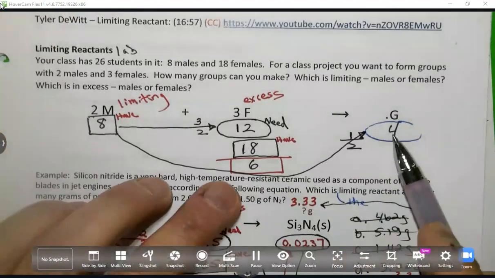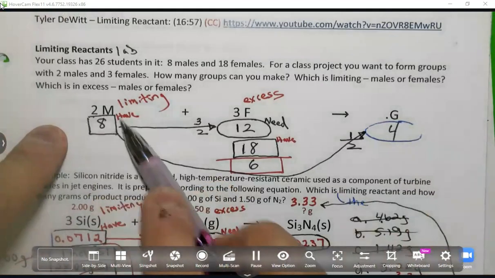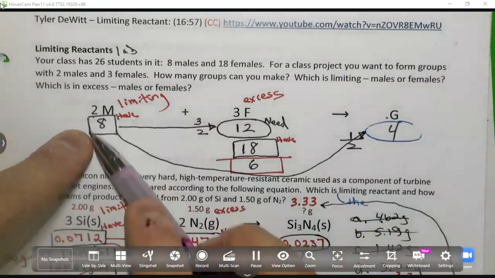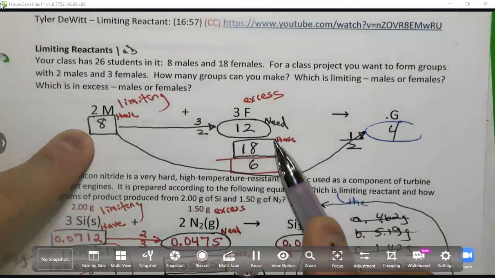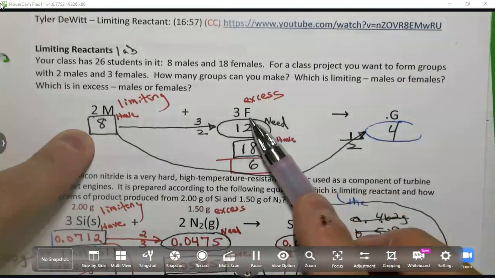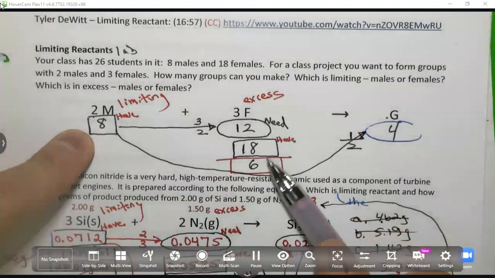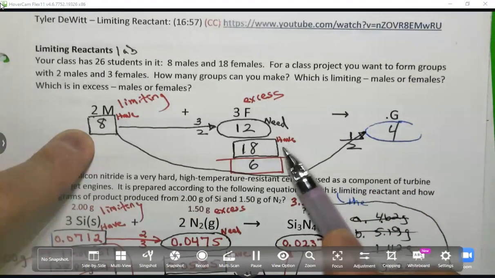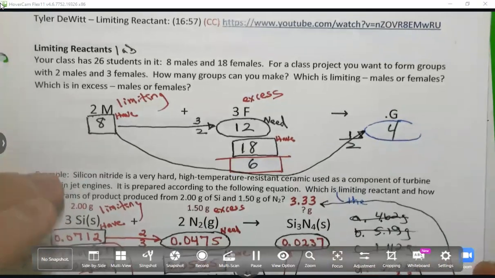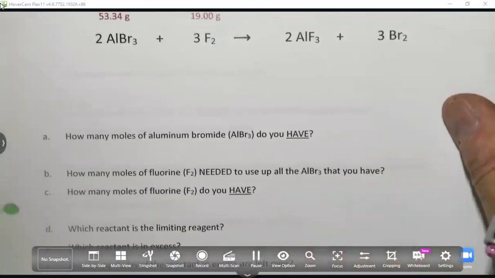To figure out how many moles of product you get, you always come off of what you have of the limiting, which is either going to be this box or this box. If the limiting was here, if females were limiting, we'd come off of this box. Right? Now, we're going to put this all together. Then we did an example problem here, but let's do this one. This really lays it all out.